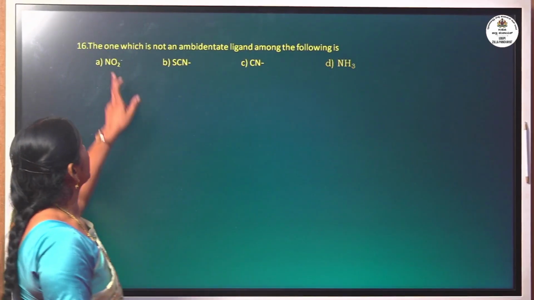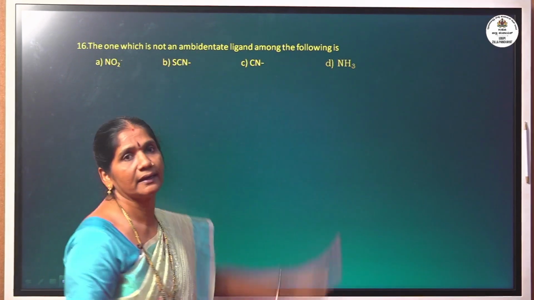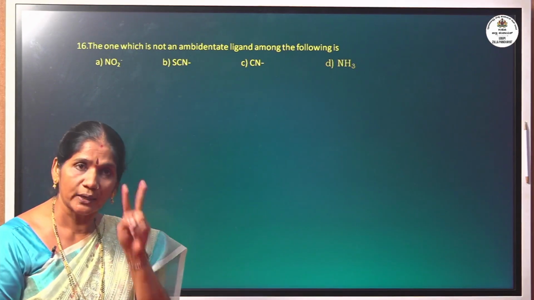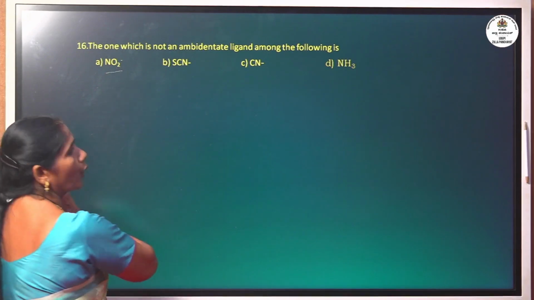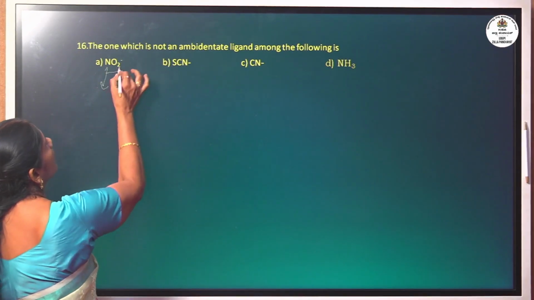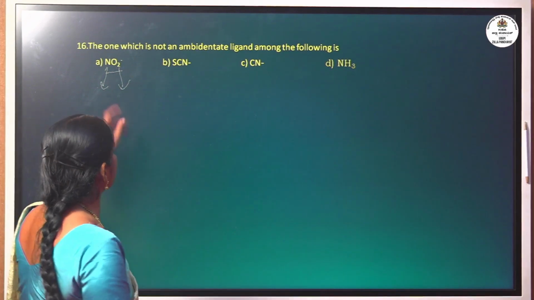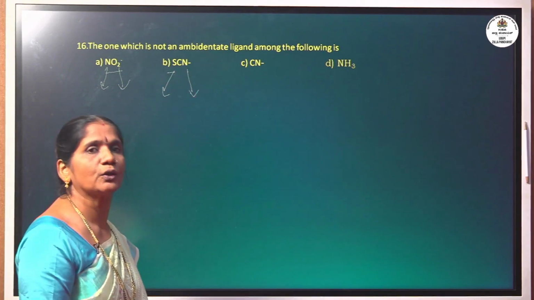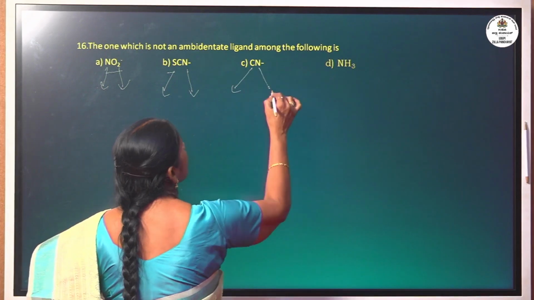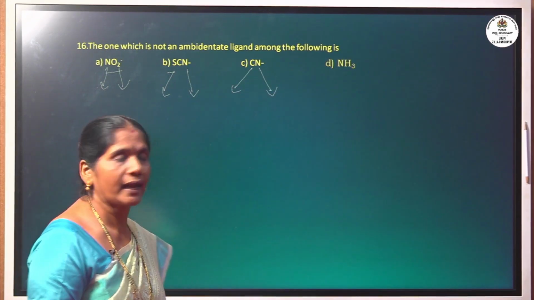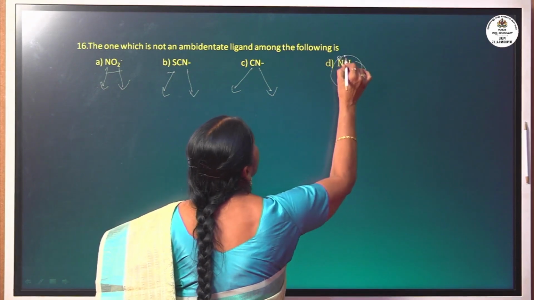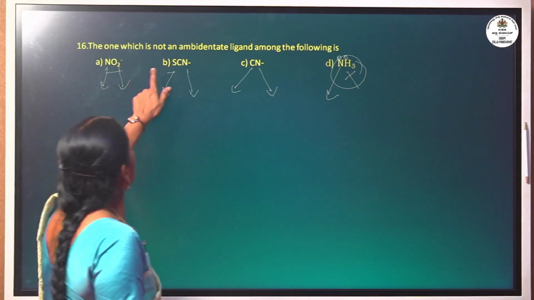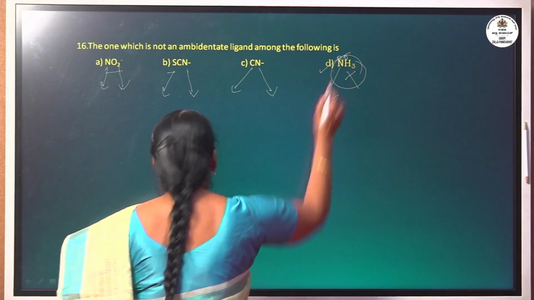The next question is the one which is not an ambidentate ligand, which means it has a single donor atom, not two ligating atoms. Now if you go through the NO2 minus ion, nitrogen can be the donor as well as oxygen, and therefore this is an ambidentate ligand. Here sulfur can be the donor and nitrogen also can donate its lone pair of electrons to the metal ion. Here both carbon and nitrogen can be the donor atoms, and in this one, only nitrogen can donate electrons and not hydrogen, and obviously the answer which is not an ambidentate ligand is D.